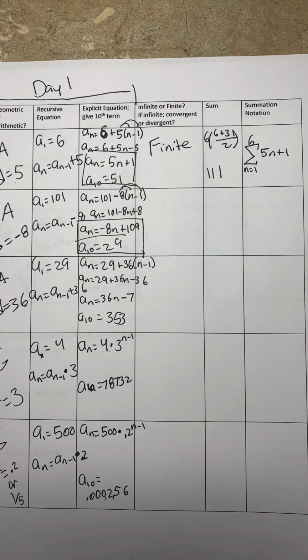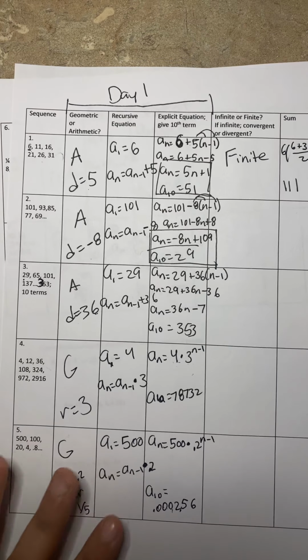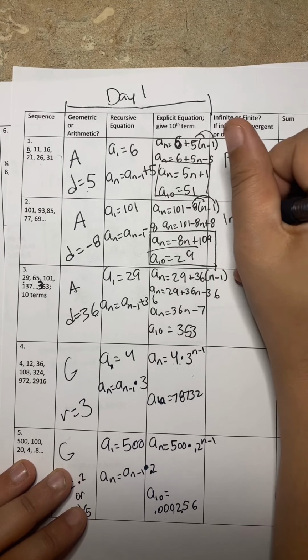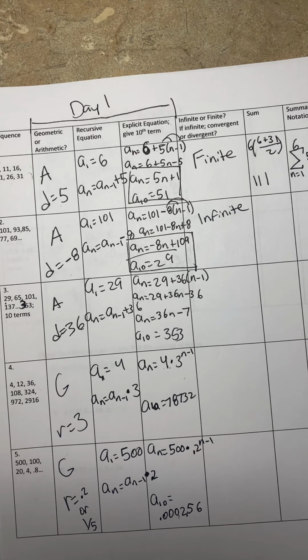All right, so let's look at my next arithmetic function. We have 101, 93, 85, 77, 70, 69, dot, dot, dot. So notice that means that it is infinite. Okay, so when it's infinite, you have to determine, is it convergent or divergent? Convergent means that it's going to keep going on. Converging means it's getting smaller and smaller.